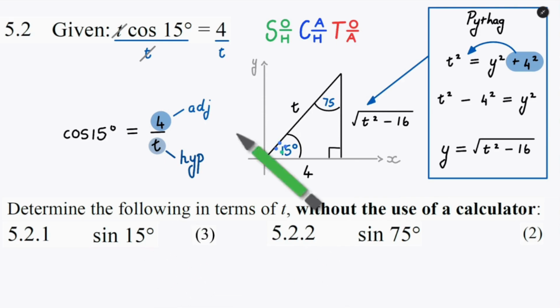So sine of 15, I'm going to use SOH with the 15. So sine is opposite over hypotenuse. So if I go to the 15, opposite over hypotenuse, it's the root over t, just like this.